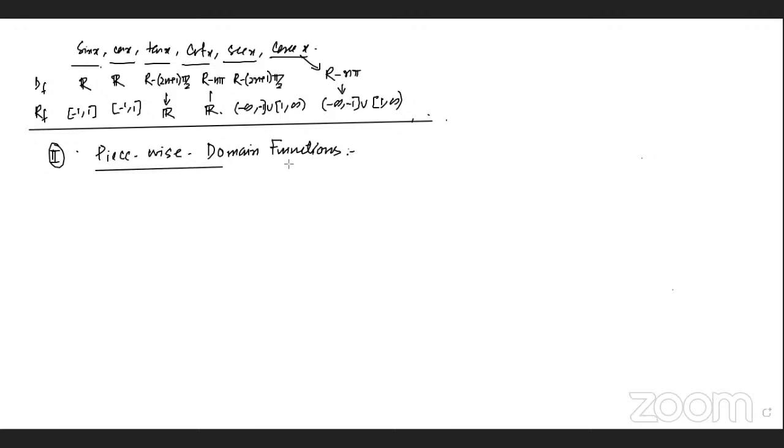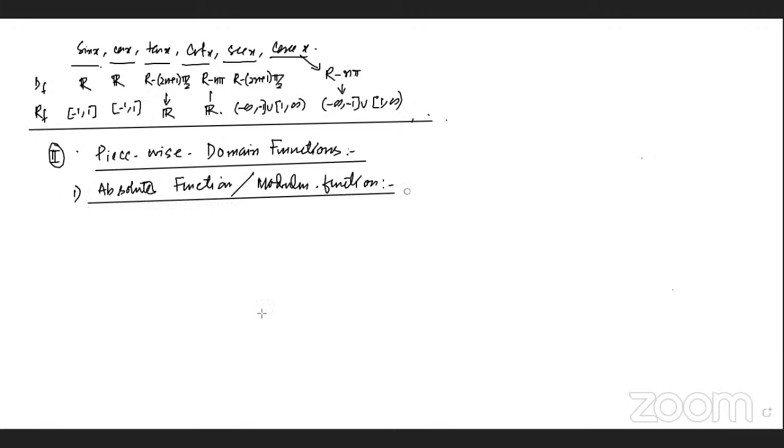In the piecewise domain functions, the first function is your modulus function or absolute function. This is also known as the modulus function. So how can we represent that function? Here the function is defined as f(x) is equal to mod of x. Okay, this is your modulus function.